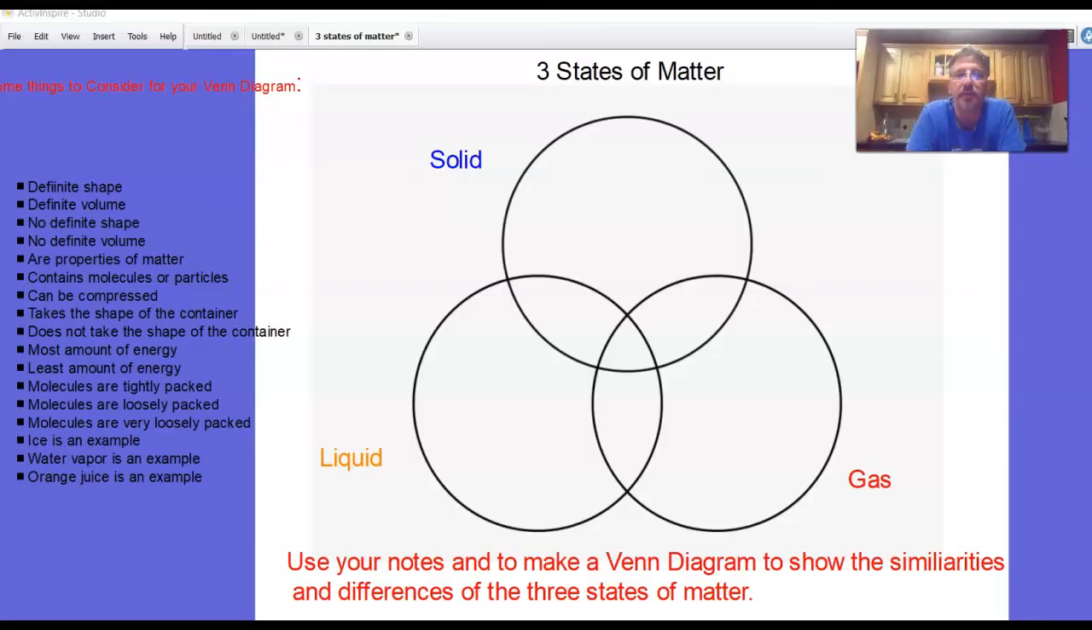Okay, it's time for your journal entry. So title it 3 States of Matter. And what you're going to do is you're going to make a Venn diagram. You're going to label 3 circles. One of the circles will be solid. One will be liquid. One will be gas. And the directions say use your notes to make a Venn diagram to show the similarities and differences of the 3 states of matter. And I made a list here of all of the things that you could put in a Venn diagram. If you have your own ideas, that'd be great. Good luck, everyone.